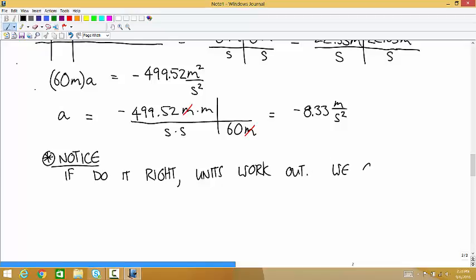We got meters per second squared, which is the SI units for acceleration. And then what about the negative sign on the acceleration? Is there any way we can think about that that'll tell us whether that makes sense or not?